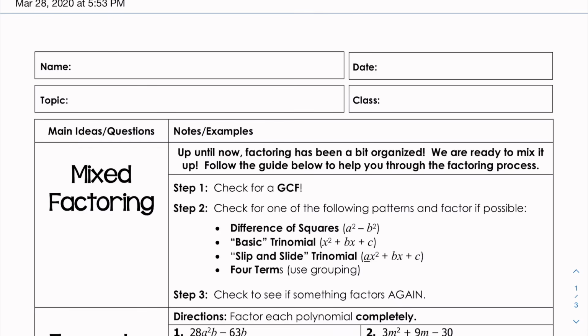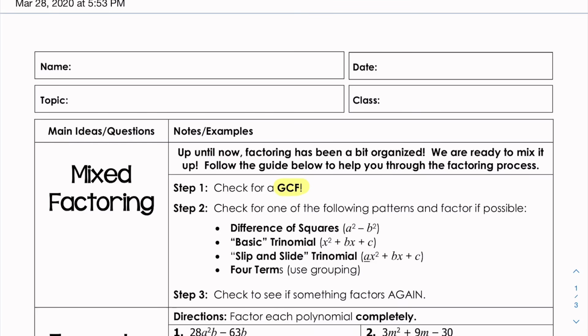So we have a guide that we're going to follow to help us know how to attack a problem when given one, as far as how to factor it. Step one, we want to look for a greatest common factor. That is such a crucial step, and we want to make sure that we never overlook that at the beginning.